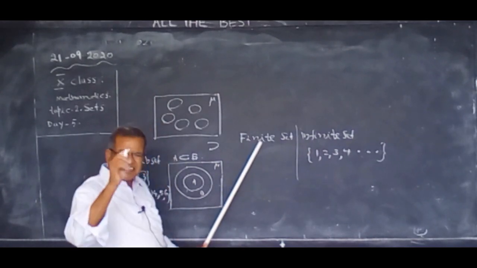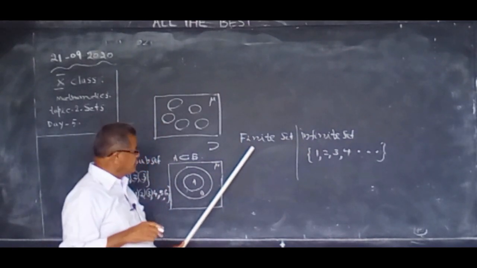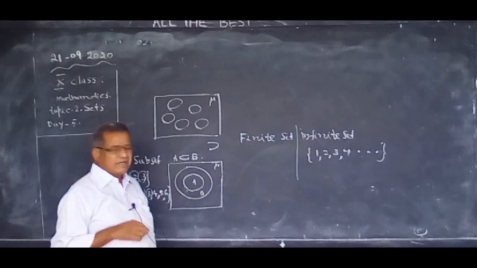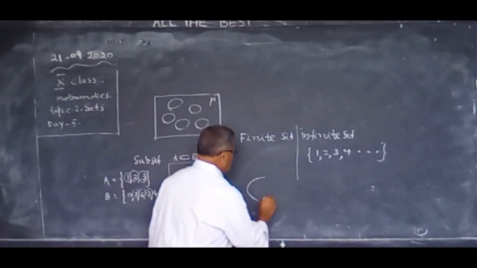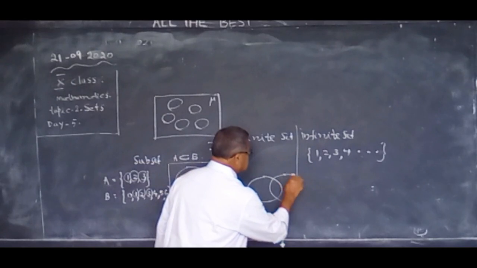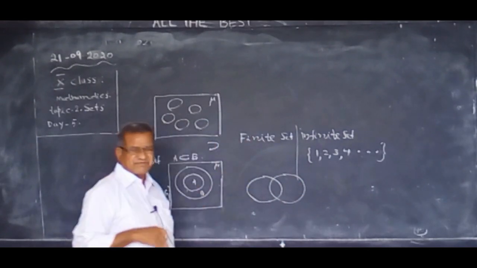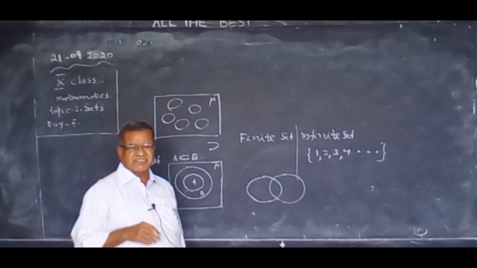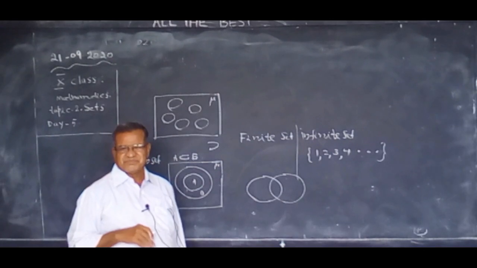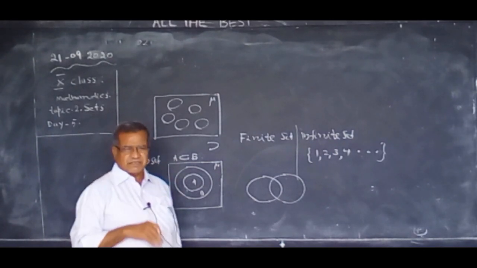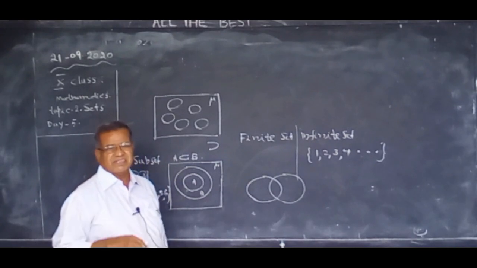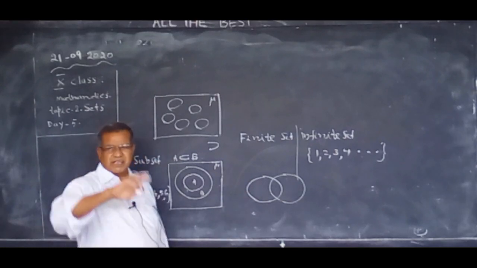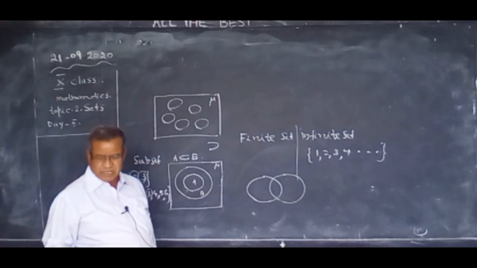We can easily understand finite and infinite by the name itself. Next, overlapping sets. Overlapping sets means two sets have common elements. In our class, suppose you take 10th class girls, some names are repeated. Take B as boys, some names are repeated. Like that. In our family also, some names are repeated.